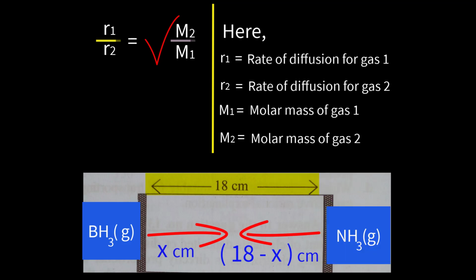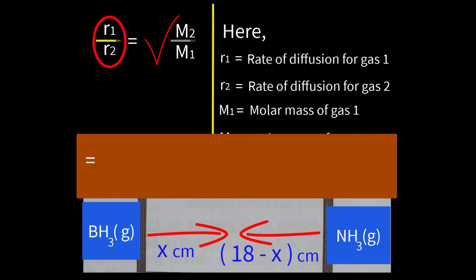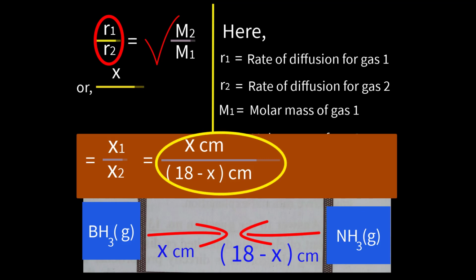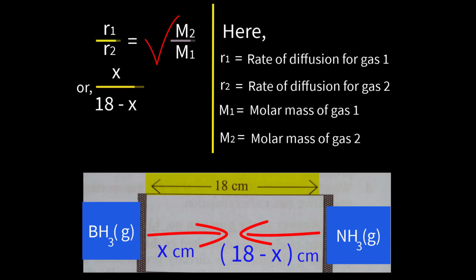From the formula of diffusion rate, we got R1 over R2 equals x1 over x2. Here, x1 equals x centimeter and x2 equals 18 minus x centimeter. So, we can write R1 over R2 equals x centimeter over 18 minus x centimeter.